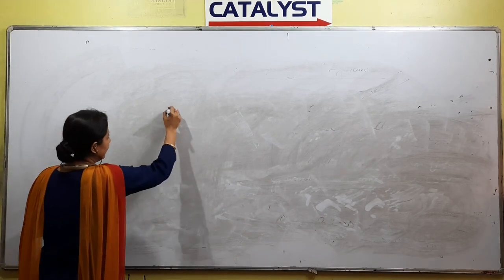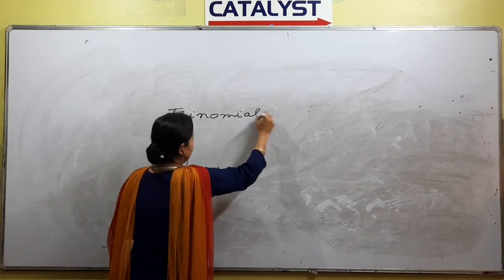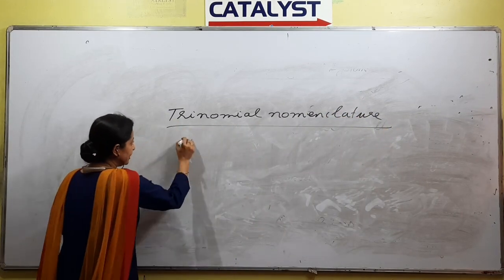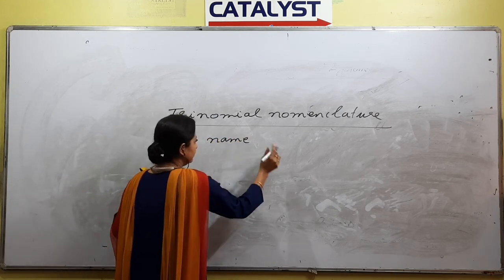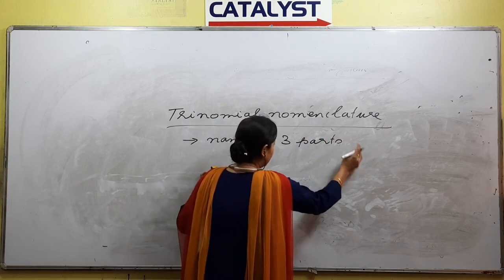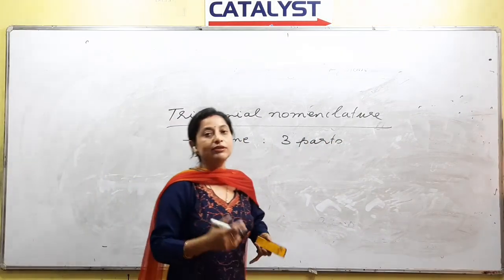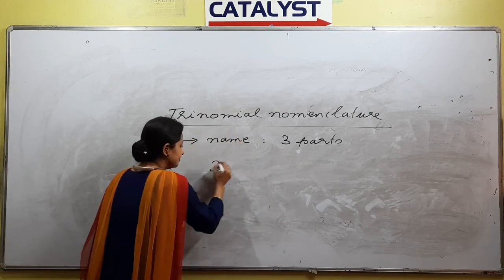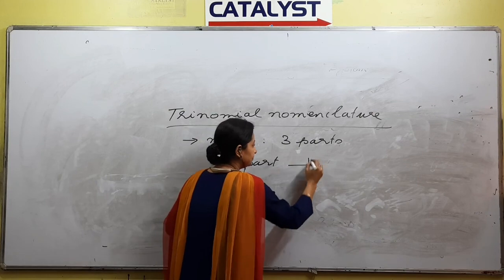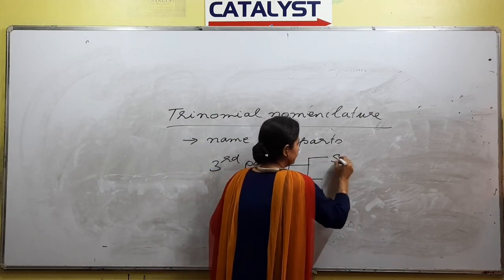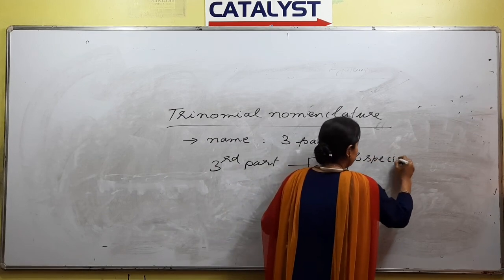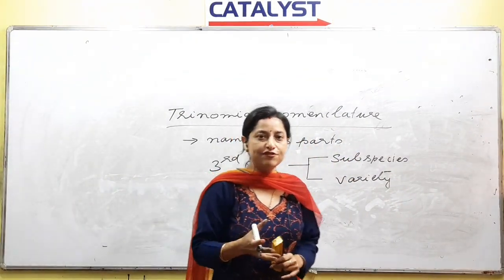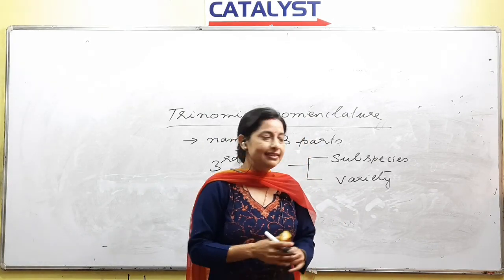Next we come to trinomial nomenclature. As the name suggests, the name consists of how many parts? 3 parts. What are the 3 parts? Normally in binomial there are two parts, the genus name and the species name. So what will be the third part of the name? Subspecies or variety. So if you write the name and along with it give the subspecies information, or the variety, then the name will contain 3 parts, and these 3 parts are called trinomial nomenclature.